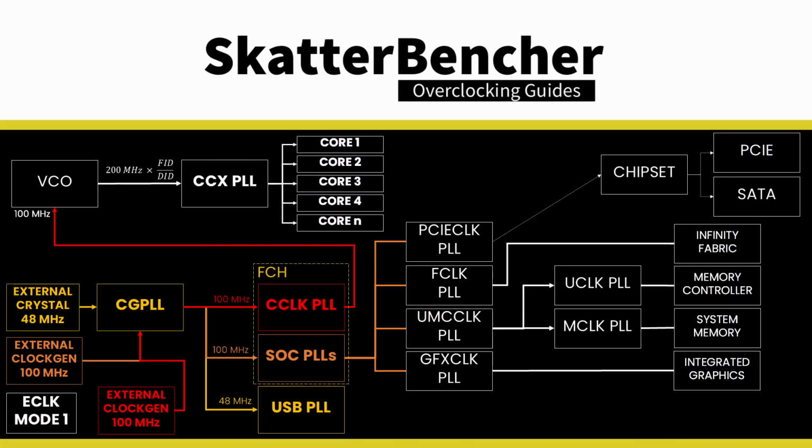One clock provides the 100 MHz input for the CPU PLL, and another provides the 100 MHz reference clock for the SoC PLLs. The overclocking strategy with eCLK is the polar opposite of what we're used to when we're overclocking AMD Ryzen CPUs. If you remember, in OC strategy number 2, we approached it in the typical way. We use Curve Optimizer to undervolt the CPU.